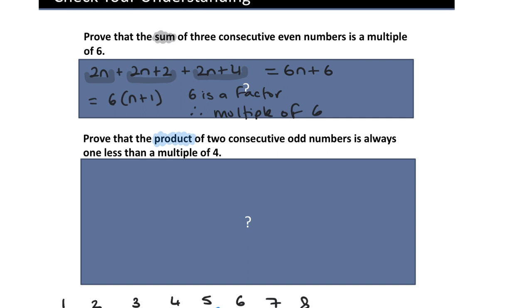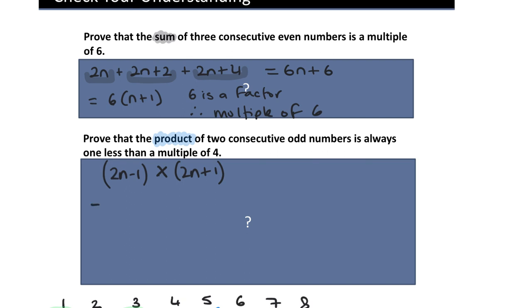So for the second one, prove that the product of 2 consecutive odd numbers. If it says product, the first thing I'm going to do is write a multiplication sign. So I need 2 numbers that are odd that are consecutive. I'm going to choose 2n minus 1, 2n plus 1. They're consecutive odd numbers, okay? So 2n minus 1 multiplied by 2n plus 1.